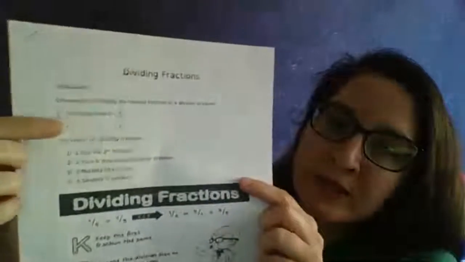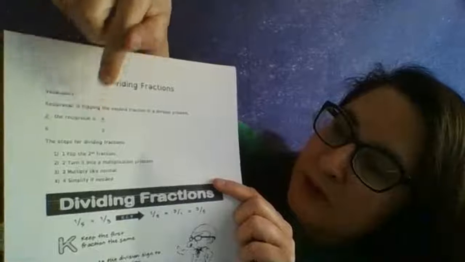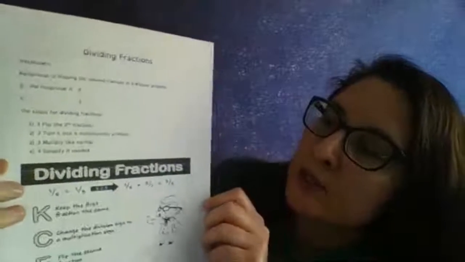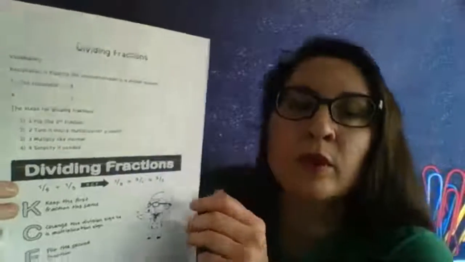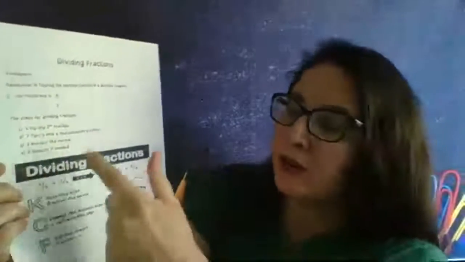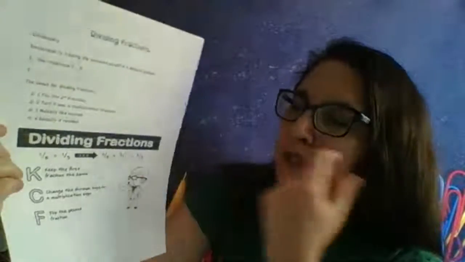So what does that look like? We have 3/4. The reciprocal of that is 4/3, all right? When we do that, we're going to be multiplying instead of dividing after that. So the steps, and this is how I wrote it down, the KCF, kind of like KFC. See what I did there?